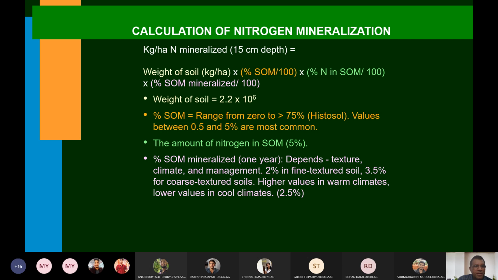Percentage soil organic matter mineralized. What proportion of organic matter can be mineralized? If you multiply these four things, you will get the kg per hectare nitrogen mineralized. If you multiply the first two terms, the weight of soil into percentage soil organic matter, you can get the quantity of soil organic matter.